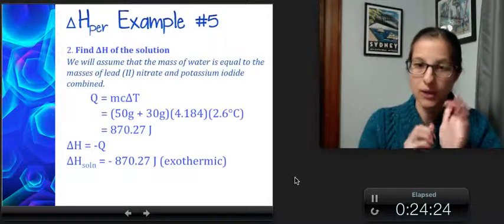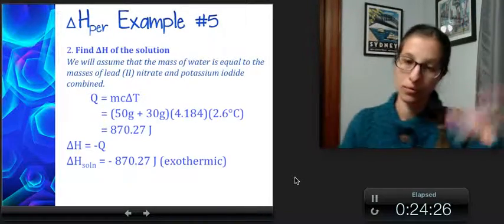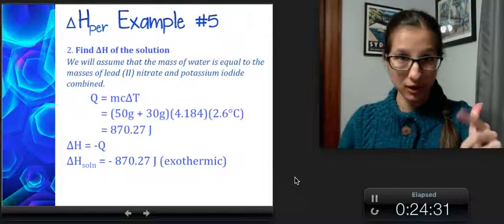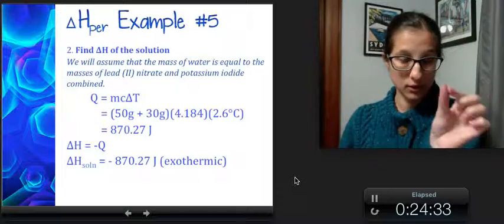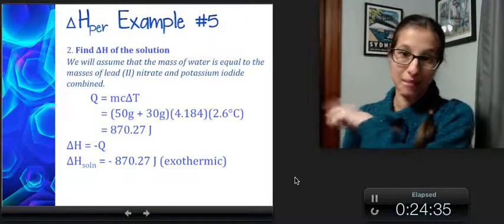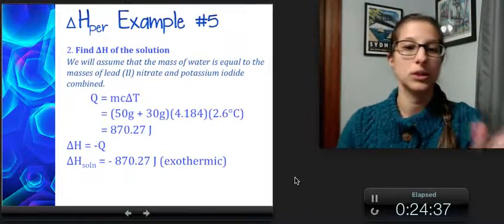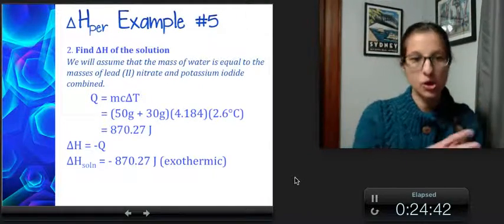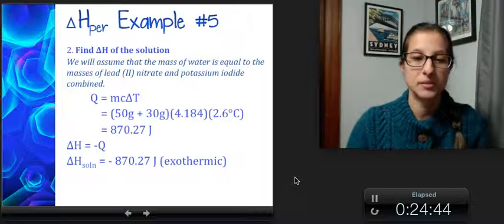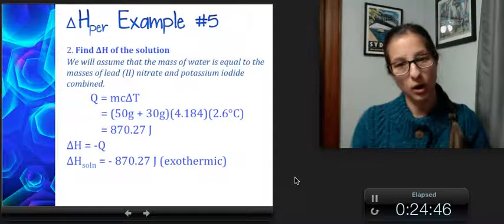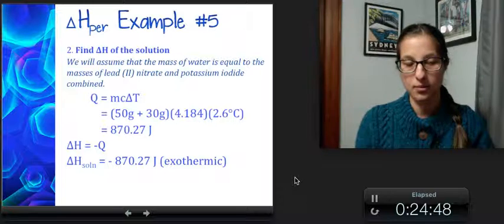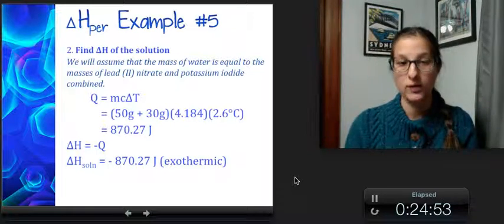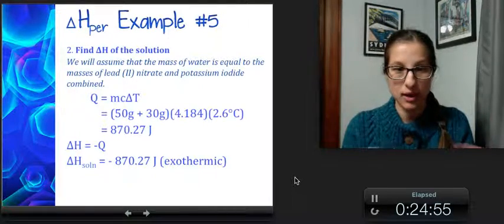In reality, what you could do is, you found the moles of your potassium iodide, so then you could find the mass of your potassium iodide, and after you did this 50 plus 30, you would subtract that mass. Right now, let's just deal with pretending. So I add my masses together. I use the specific heat capacity of water because water is my solvent. The solution is what changed temperature, so that's why I'm using the solution's mass.